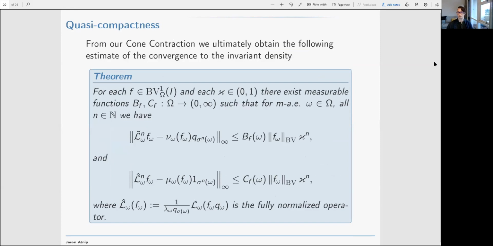And if we do that, we find that for each function f in BV omega 1, so these are our functions in BV omega where the BV norm is integrable with respect to m, we can find measurable constants which depend on f, such that we get this exponential decay.